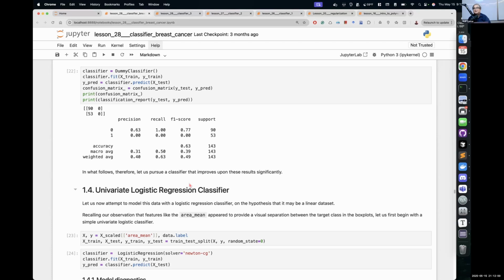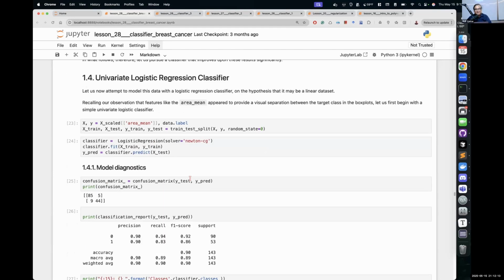Right? So then they don't know. So this is the way to know. You build a dummy, you always start with a dummy classifier, right? And then you move on to something that is a little bit better.